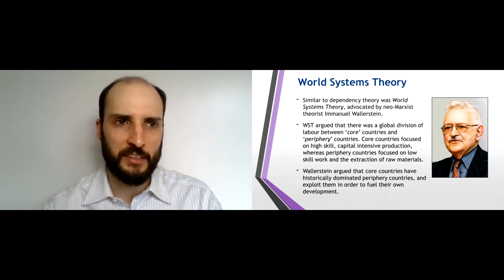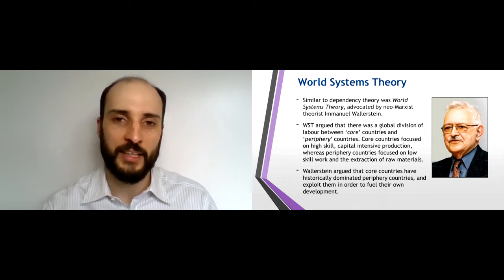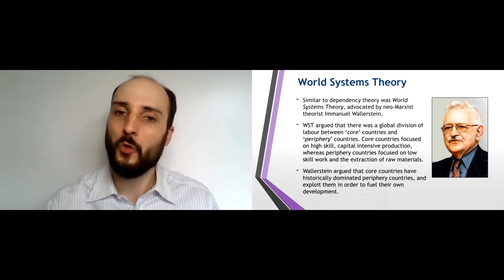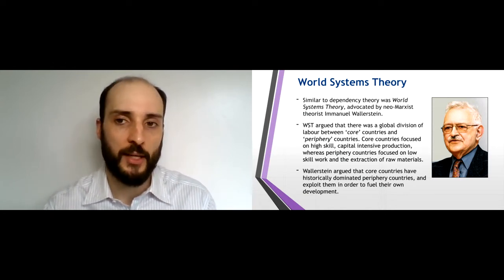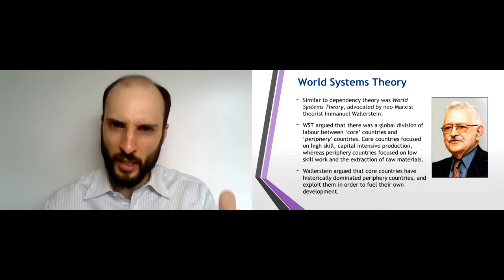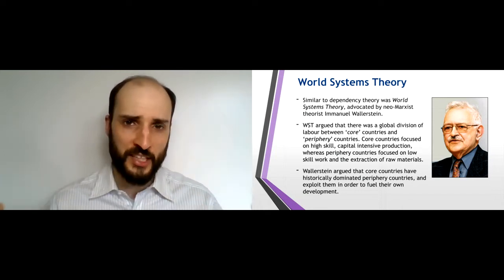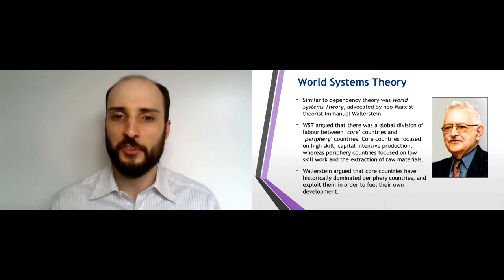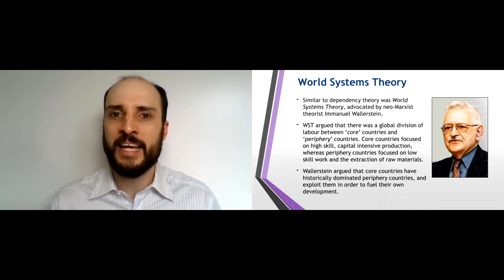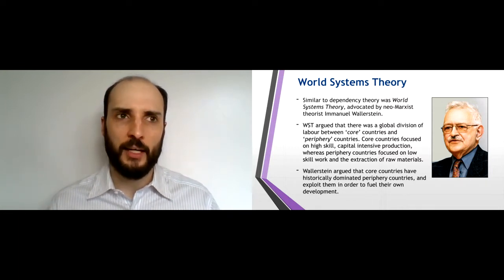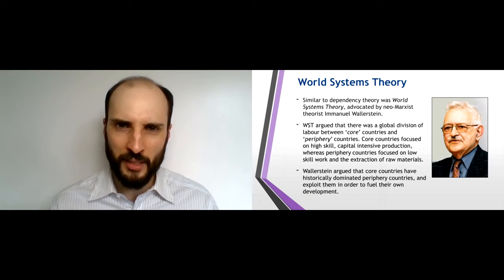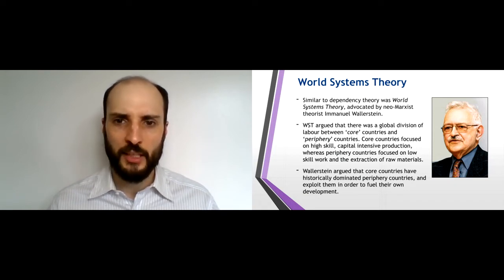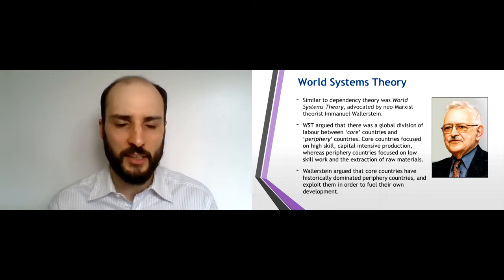So world systems theory divided the world between what the systems theorists called core countries and peripheral countries. And the idea was that there were these core countries who the world system was set up to benefit. These core countries were typically the Western countries, but really any industrialized country. Countries that focused on high-skilled labor, capital-intensive production, countries with very strong service sectors in particular.